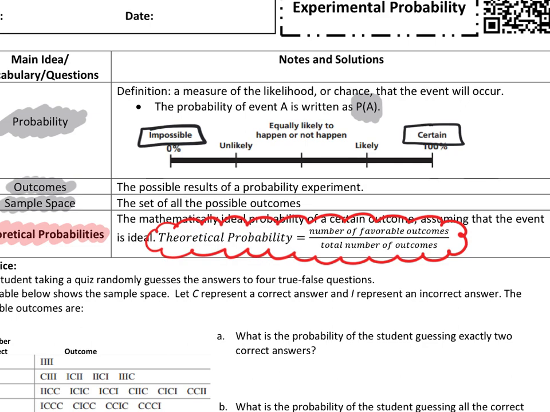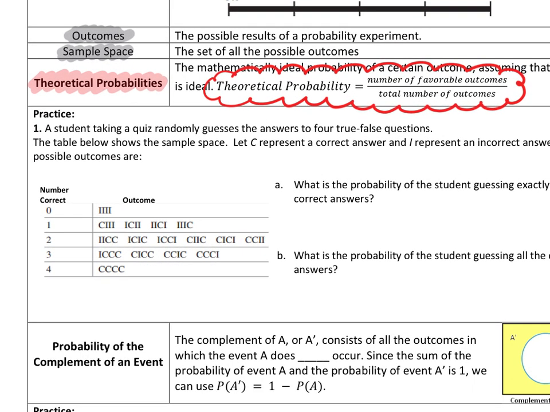So let's practice. It says a student taking a quiz randomly guesses the answers to 4 true-false questions. So they just got the 4 blanks. They're like, well, the option's either true or false. I'm just going to take a wild guess and just guess all trues, all false, some combination of true and false. The table below shows the sample space, meaning every possible outcome for him doing this.